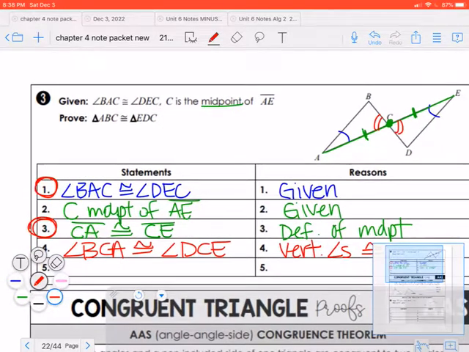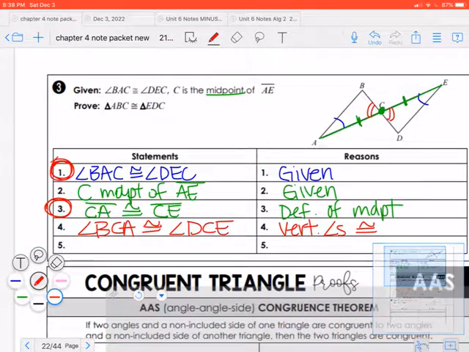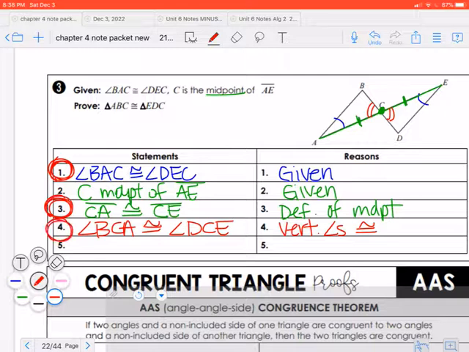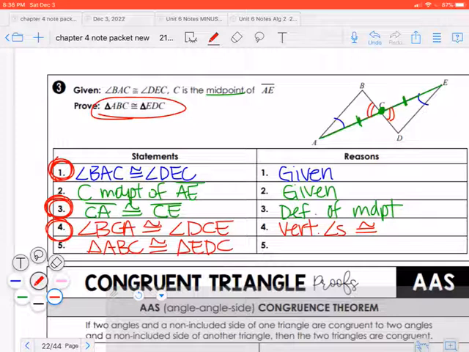All right, we have it now. We have angle, side, angle, angle, side, angle in each of our triangles. So now we can say that the triangles are congruent. Triangle ABC is congruent to triangle EDC by angle, side, angle, ASA.